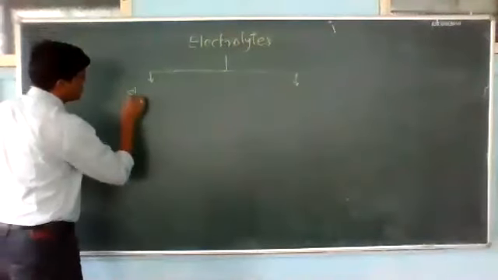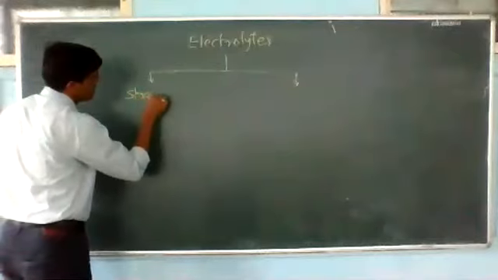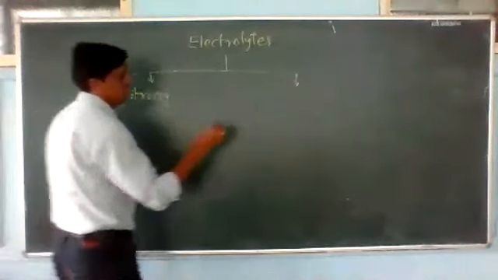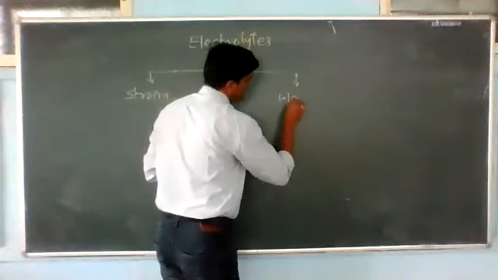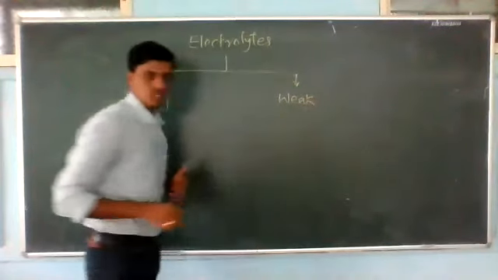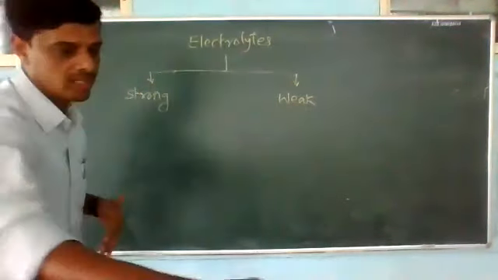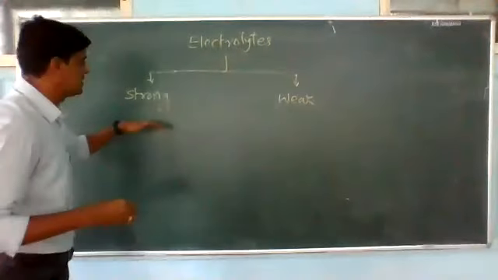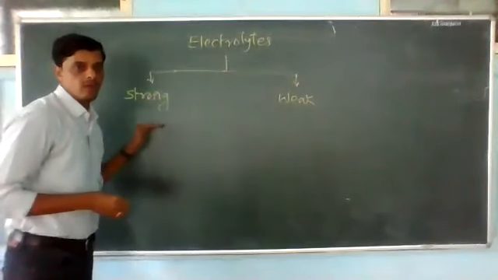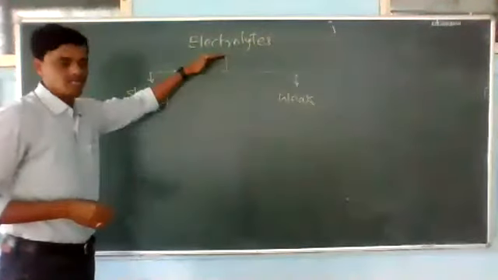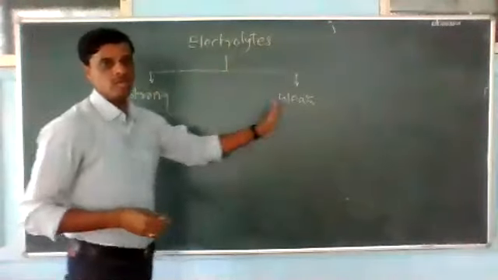One is strong electrolytes and another type is weak electrolytes. I hope you can see what I have written on the board. Electrolytes are classified into two types: strong electrolytes and weak electrolytes.